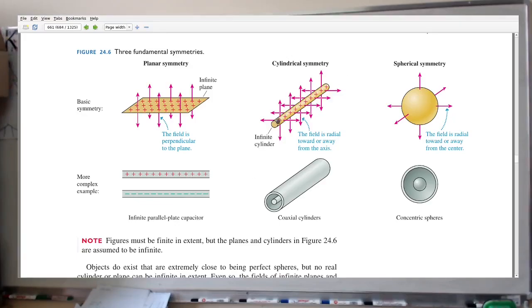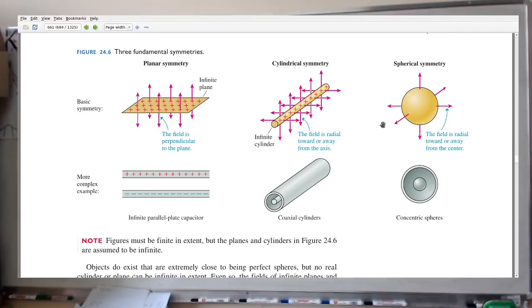Now here we have cylindrical symmetry. We already talked about this. So this has rotational symmetry, it has reflectional symmetry in a multitude of ways, and it has translational symmetry along its axis. The more complicated example here would be coaxial cylinders. Again, these cylinders could be charged, but again, you're going to learn how to handle these. We're going to look at some examples.